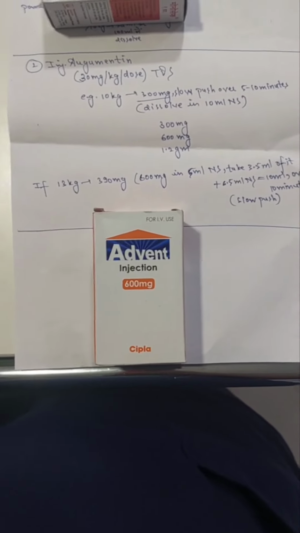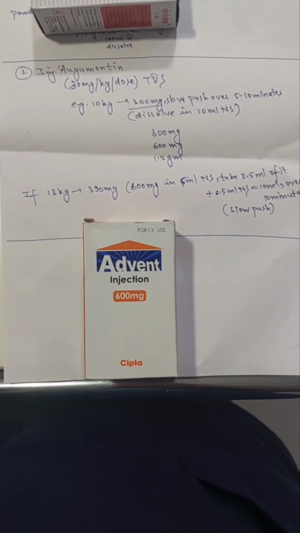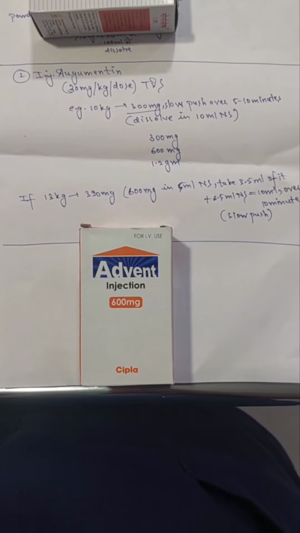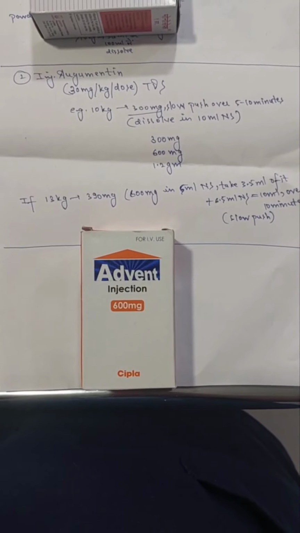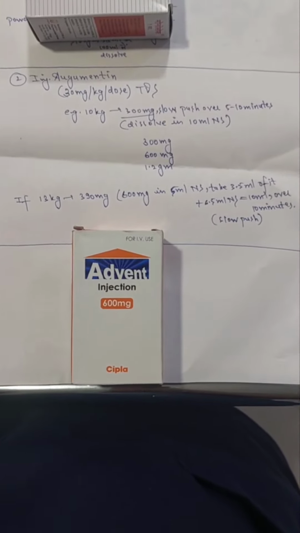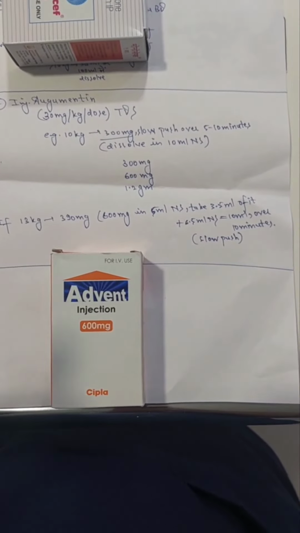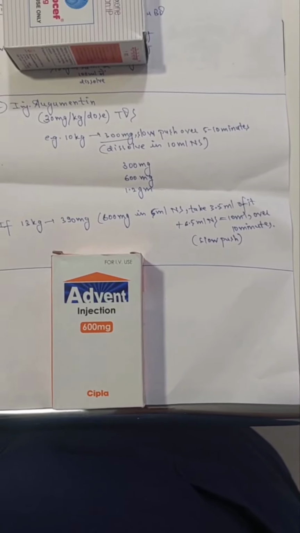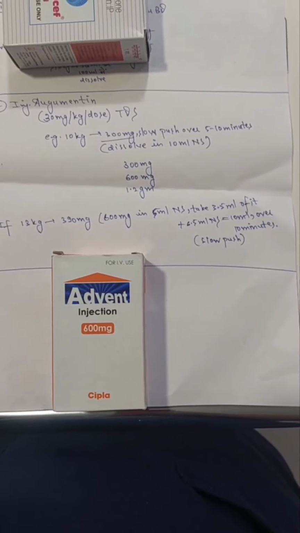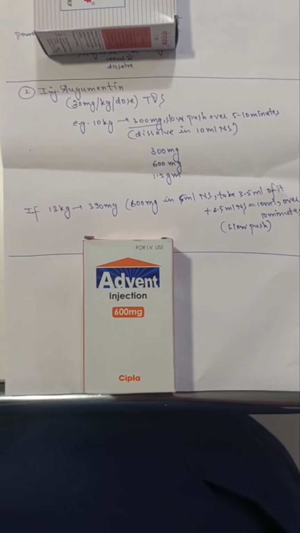And for example, if a 13 kg child is there, then the dose will be 390 mg. So for that we have to take 600 mg, dissolve it in 5 ml NS, and take 3.5 ml of it so as to equal 390 mg, and along with it we have to make total 10 ml dilution by adding 6.5 ml NS, and slow push it over 10 minutes.